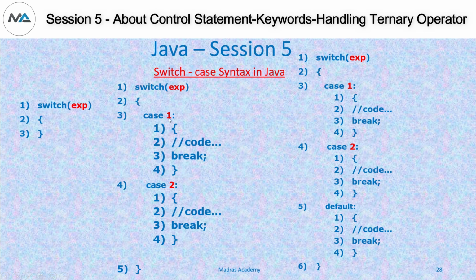If the case value is not matched, see in this code, if I give 4 as my expression, the case 4 is not here. In that time it will automatically enter into the default block. It is similar to the else block. Whatever invalid message you want to write, like your case value is invalid, choice is not available, you can write any message here and that will print. Like this way we can write the switch case.